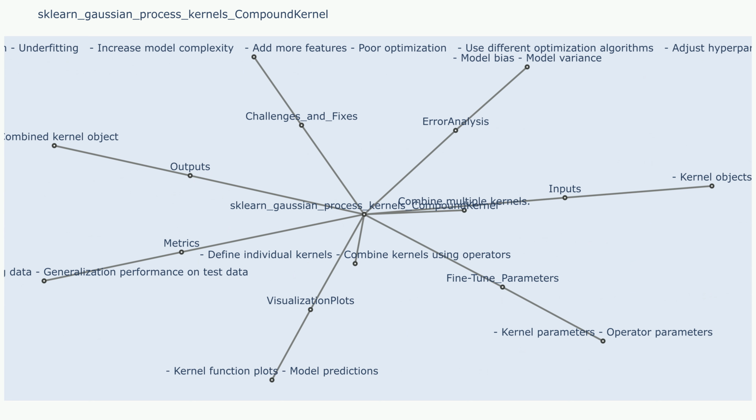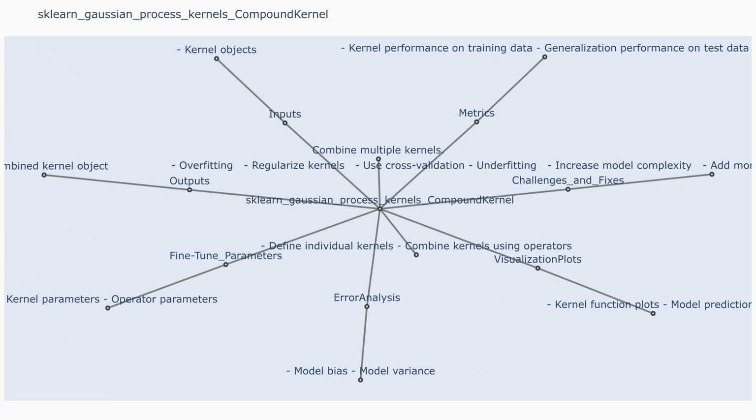Fixes to Challenge 2. Domain knowledge. Use domain knowledge to guide the choice of kernels. Consider the characteristics of the data and the underlying relationships you expect to model. Feature engineering. Transform the input features to make them more suitable for specific kernel types. For example, you could apply a logarithmic transformation to features that exhibit exponential growth. Feature selection. Select the most relevant features for the model. This can simplify the task of choosing an appropriate kernel combination.